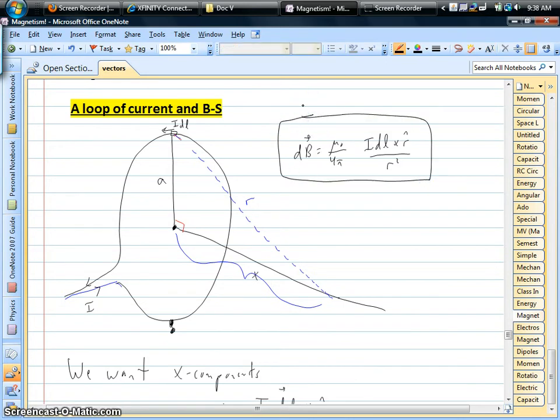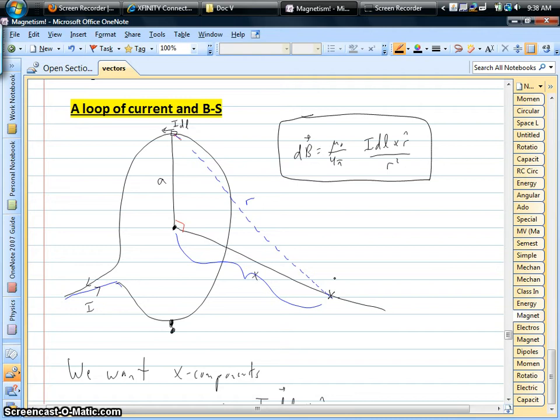Okay, that's what it looks like to find a little element of magnetism being created by a little chunk of current going around the loop. From our picture, we're looking at the little element of current on the top of the loop. The direction of that is always going to be tangent to the circle at any given point. We have the total distance down from that current to a point on this axis coming right through the center of the hoop.